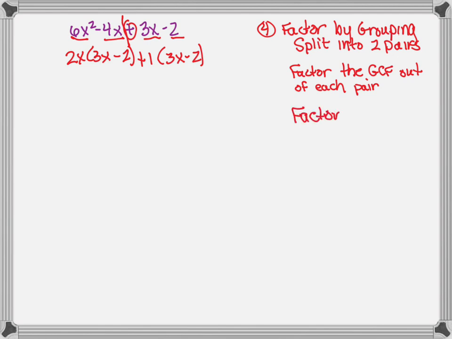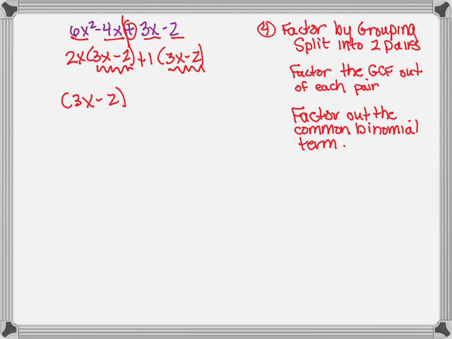And you'll notice I do have a common binomial term. And then we will factor out that common binomial term, the 3x minus 2. So I'll factor that out. I have 3x minus 2. When I factor that out of the first product, I get 2x. When I factor it out of the second product, I get plus 1. And so factoring, I get 3x minus 2 times 2x plus 1.